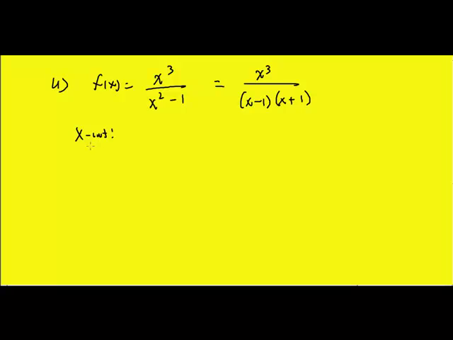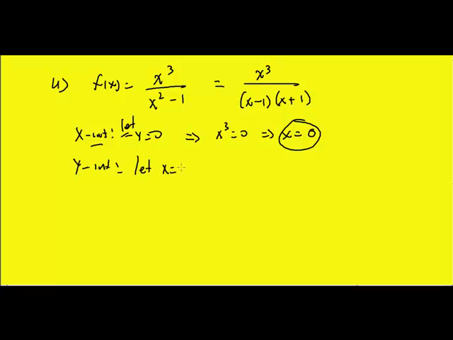X-intercept. We let y be 0. The only way that could happen is when what's 0? X to the third is 0. When is that true? X is equal to 0. Okay, y-intercept. Y-intercept means we're going to let what equal 0 now? X equal to 0. Okay, we can do that in our head. The top turns into 0, the bottom turns into negative 1, so what's my y-intercept? 0.